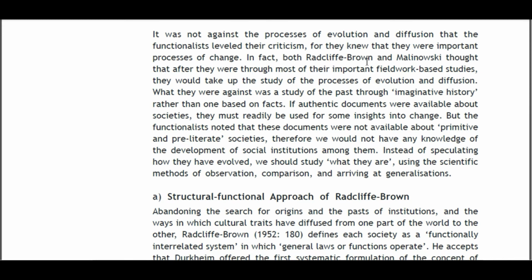In fact, both Radcliffe-Brown and Malinowski thought that after they were through with most of their important fieldwork-based studies, they would take up the study of the process of evolution and diffusion. What they were against was a study of the past through imaginative history rather than one based on facts. If authentic documents were available about societies, they must readily be used for some insights into change, but the functionalists noted that these documents were not available about primitive and pre-literate societies. Therefore, we would not have any knowledge of the development of social institutions among them.